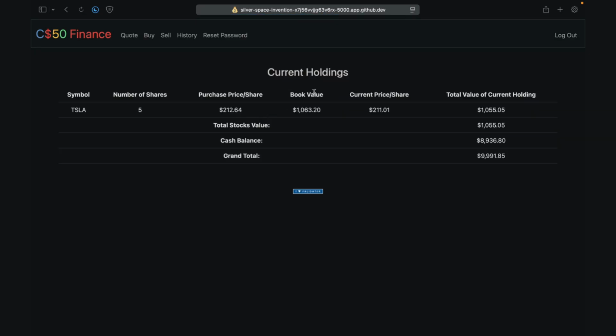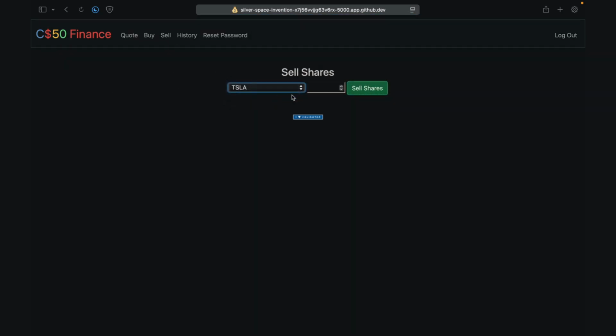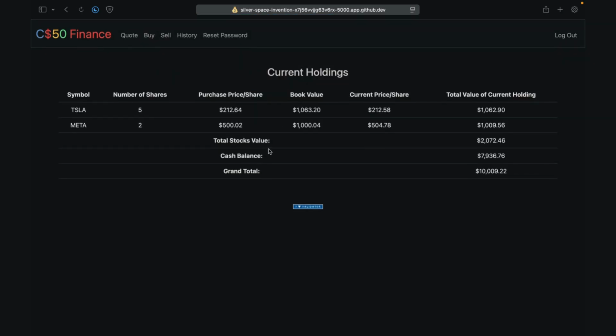So here we can see our current holdings with our recently bought 5 shares of Tesla. When we go to sell the shares of Tesla, we can see that we're only allowed to sell shares of stocks that we have bought. So right now it's only Tesla, but if we go and buy, let's say Meta, and we buy 2 shares, so this is our current holdings.